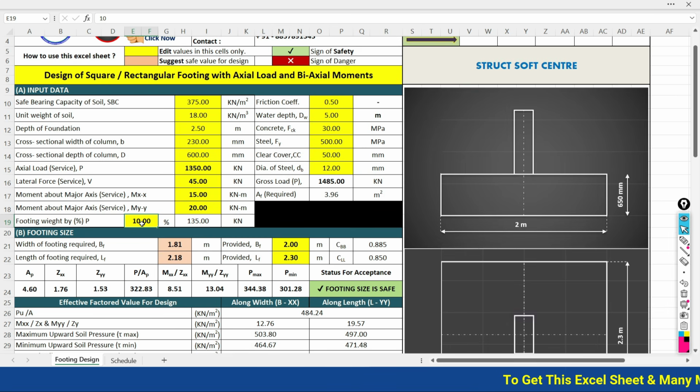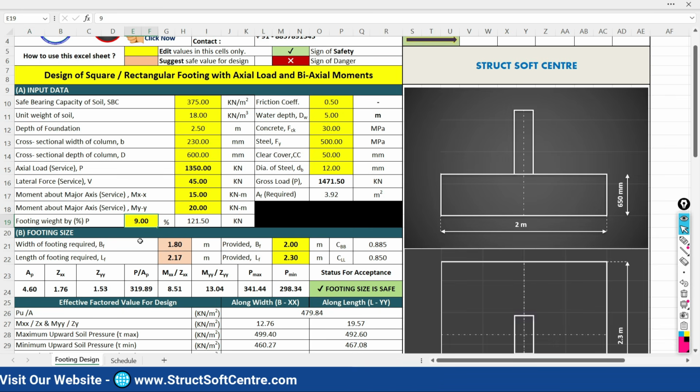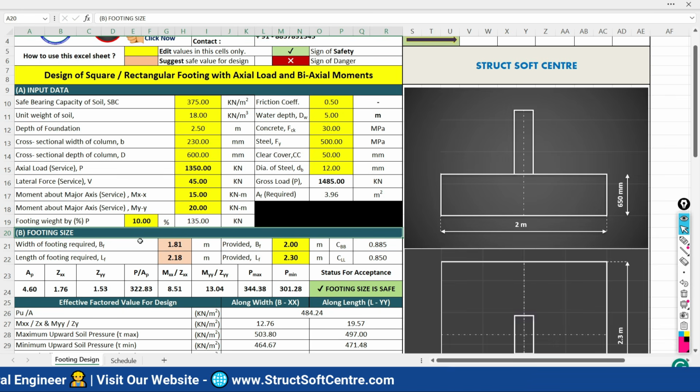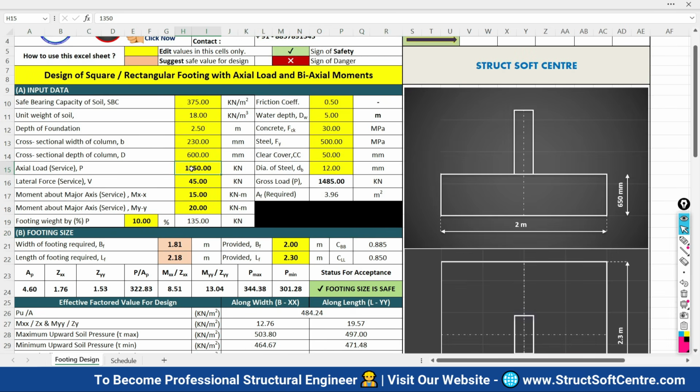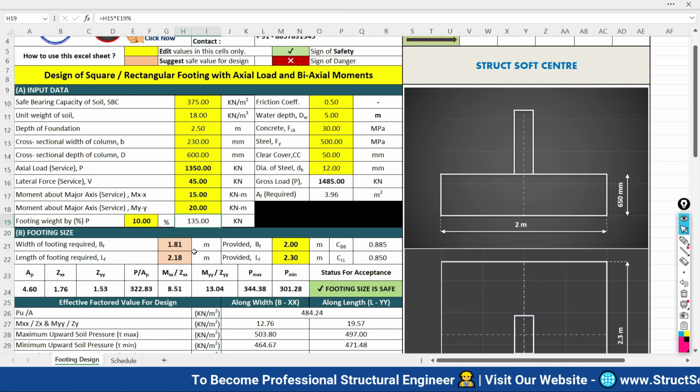If you would like to change it, suppose 5%, 7%, 8%, 9%, whatever you would like to do, you can define it here. Accordingly, the self weight of the footing is going to be considered. So I would like to consider 10% as the self weight of the footing, so I am going to define it here. It is 10% of your axial load. So 10% of the axial load is going to become 135 automatically.